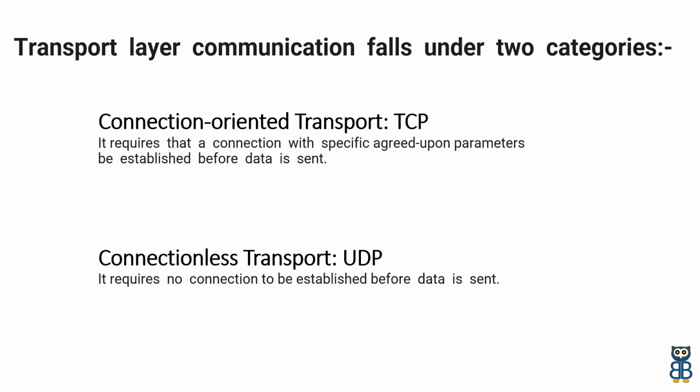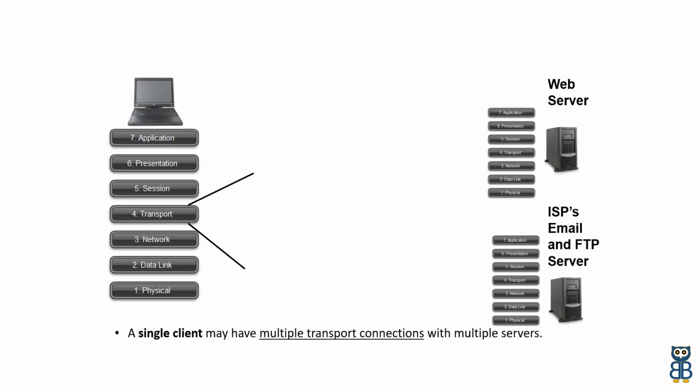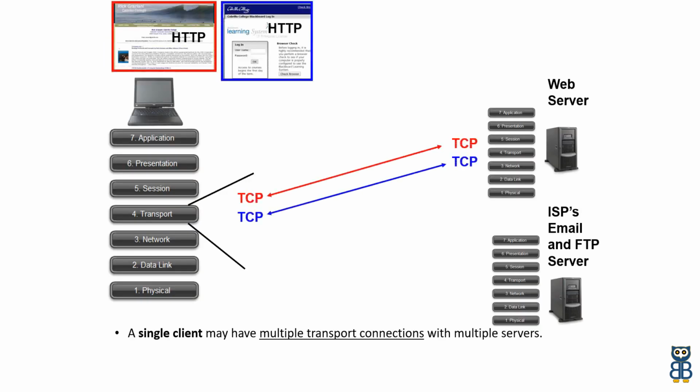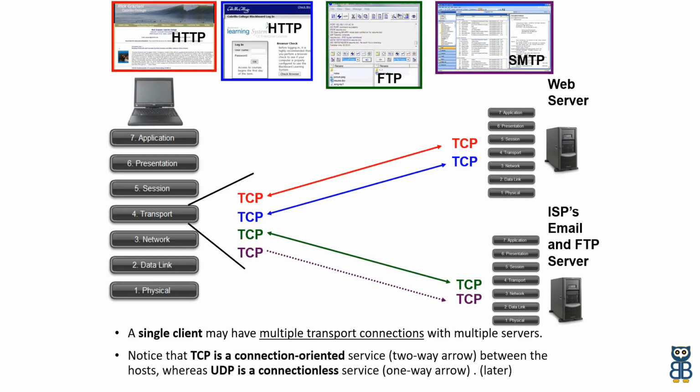As I said, the TCP/IP protocol suite incorporates 2 transport layer protocols. First one is Transmission Control Protocol, which is connection-oriented. Second one is User Datagram Protocol, which is connectionless. A single client may have multiple transport connections with multiple servers. Notice that TCP is a connection-oriented service between the hosts, whereas UDP is a connectionless service.